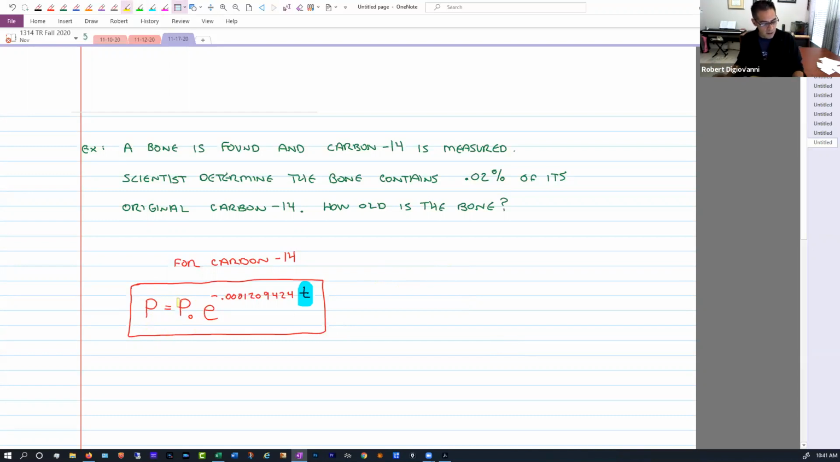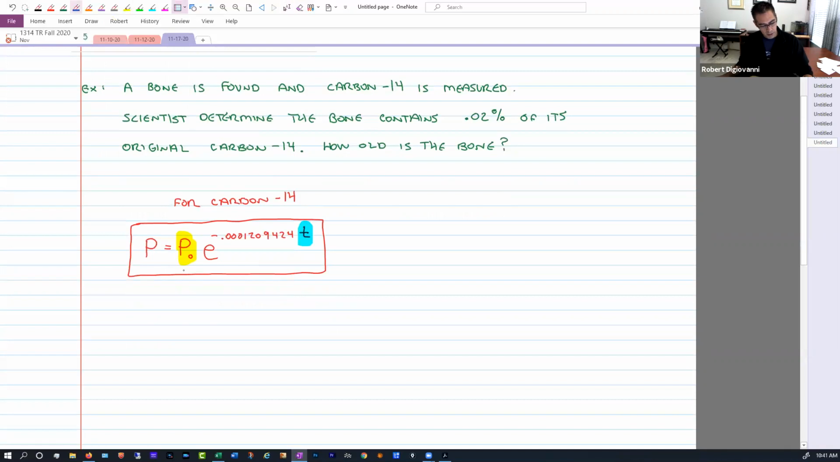So remember what P sub 0 is, right? P sub 0 is the amount that we started with, the amount of whatever it is. We're talking about carbon 14. So how much did this bone start with? Well, when it was alive, it had 100%, right? It had 100% of its carbon 14. So I'm going to replace that with 100, which represents the 100% that it had when it was alive. That's the original amount of carbon 14 that was there. So I'm going to just put 100 there. I'm not going to put a percent.